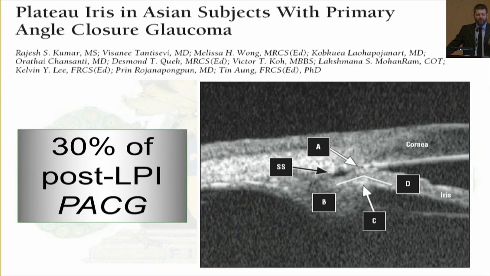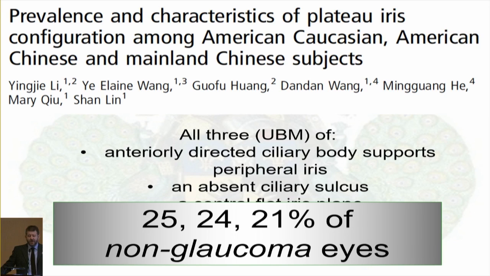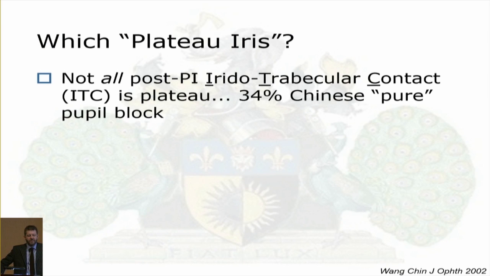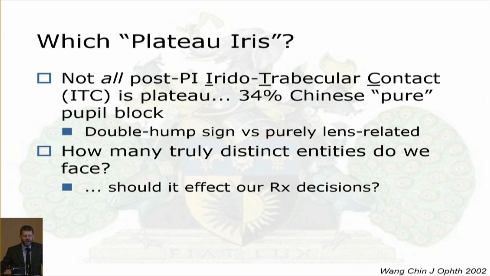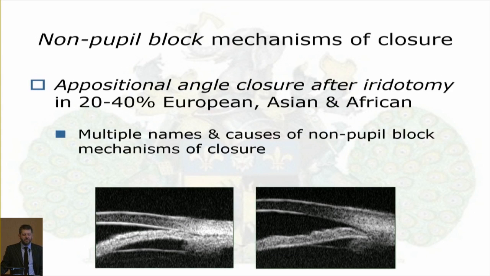In Asian angle closure, 30% of angle closure glaucoma had residual iridotrabecular contact. In non-glaucomatous eyes, one study found that around a fifth of patients could be diagnosed as having a plateau-type configuration. So just having that sort of shape doesn't necessarily mean treatment. And not all iridotrabecular contact is necessarily this sort of pure plateau configuration. We need to look for a double hump sign on gonioscopy, and we need to consider what the background of our patients is.